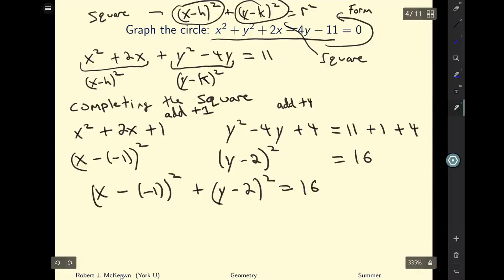I'll just write 16 over there. What do I know about this circle? Well, I know that h is equal to -1. I know that k is equal to 2. And so its center is -1, 2. Those are the coordinates of the center. And let me rewrite center in case you can't read that.